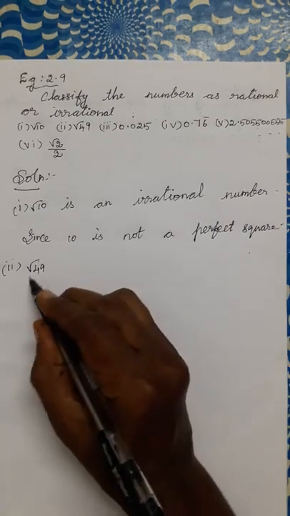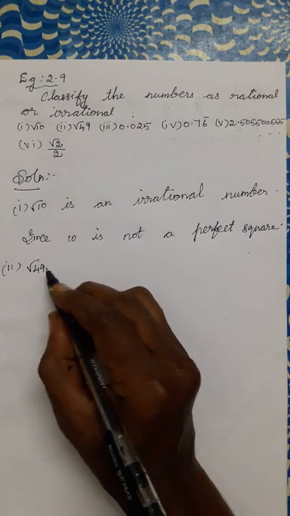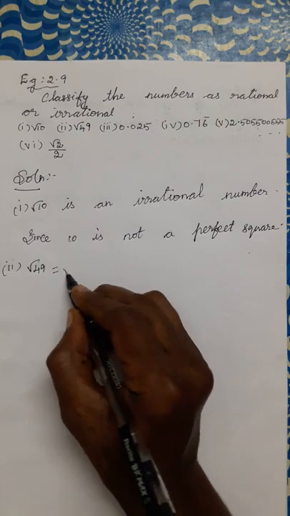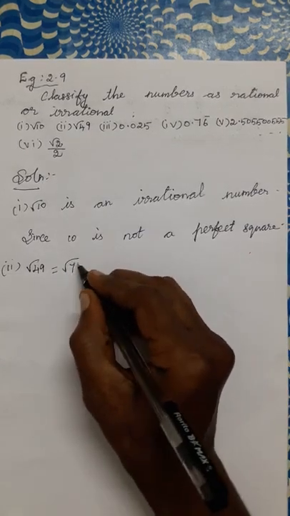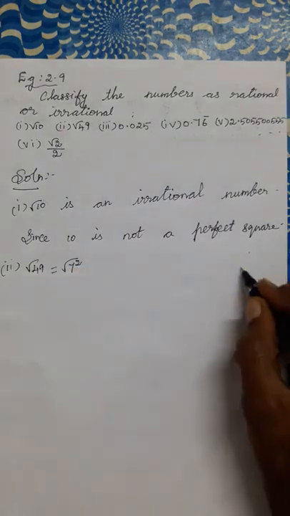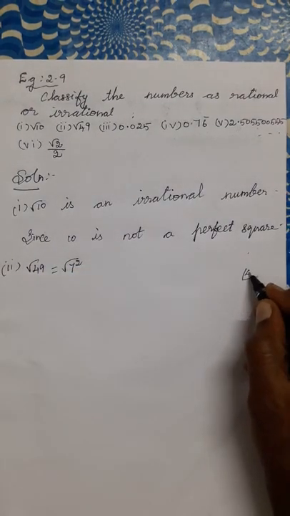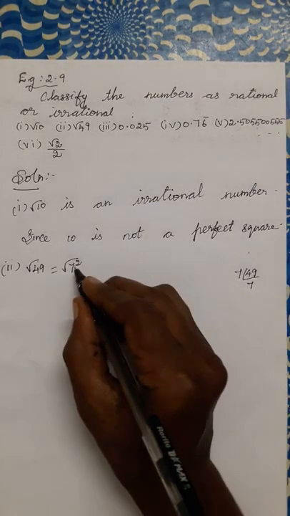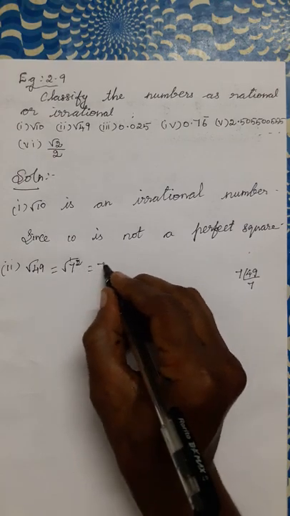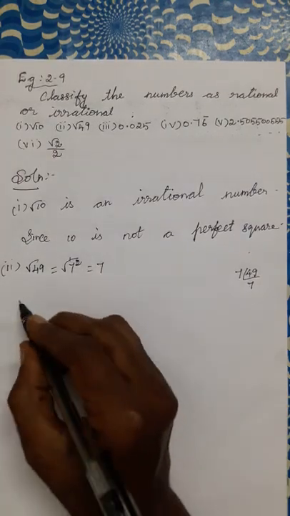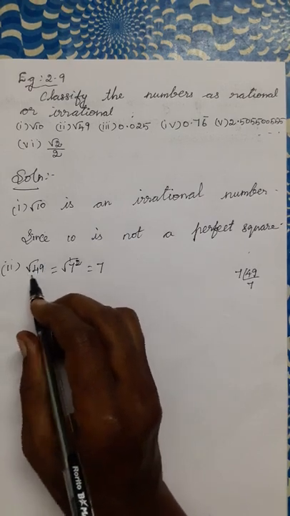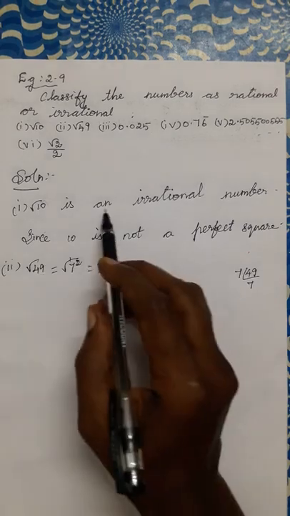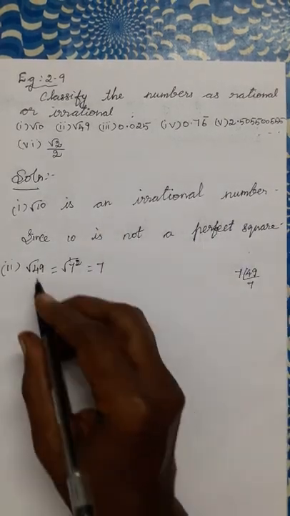Root 49. Check this number 49. 49 is a perfect square. How can we write it? 7 square. When we are factorizing 49, what will we get? Yes, 7 sevens are 49. So we can write root of 7 square is equal to 7. So inside a square root, if a perfect square number is there, that number is a rational number. Root 49 is a rational number.